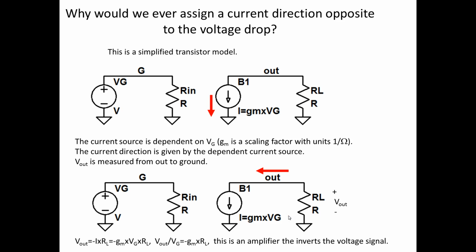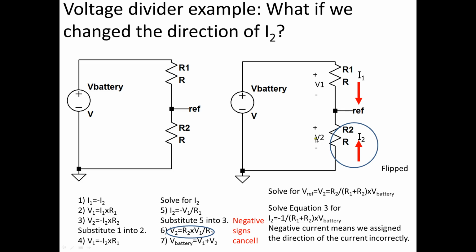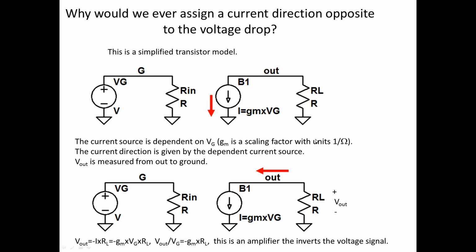Now why would I ever assign the current going across a resistor from negative to positive? Well, you can make a mistake, but in transistor modeling we do this all the time. And in this simplified transistor model, we have a V in, or in this case, it's VG measured to ground. All right, and there's an input resistance, but this is a dependent current source, and it's dependent on VG times a scaling factor, GM. So whatever VG is, this current is VG times GM.